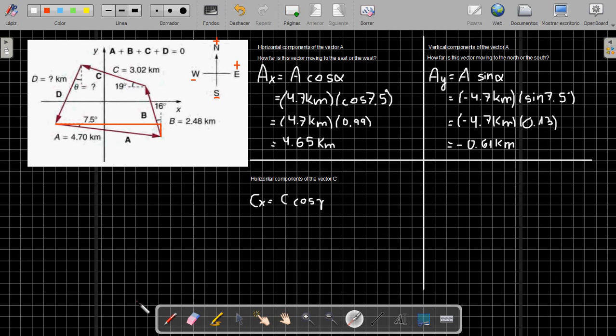So here we go. The vector C is equal to 3.02 kilometers. But before that, we must take into account the sign. Since this time the farmer is moving to the west, the sign is going to be negative.